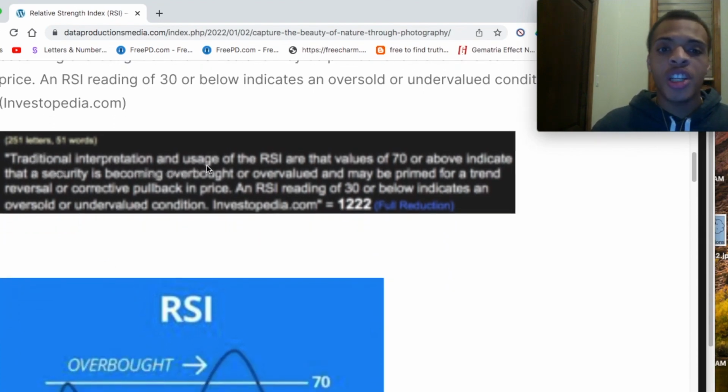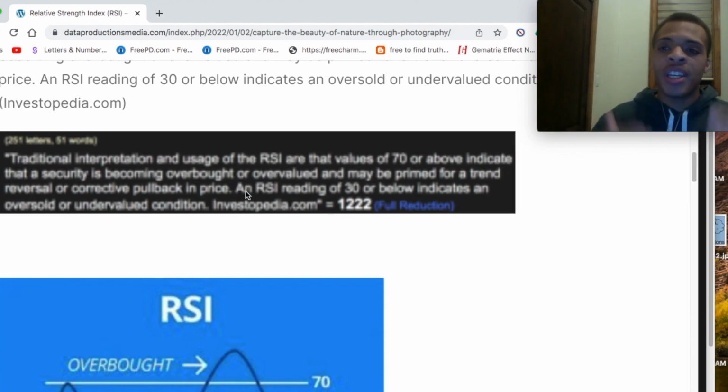Traditional interpretation and usage of the RSI are that of values of 70 or above indicate that a security is becoming overbought or overvalued and may be primed for a trend reversal or corrective pullback in price. An RSI reading of 30 or below indicates an oversold or undervalued condition. Investopedia.com. 1,222 in the reduction cipher. So you have that one in 2022 now, which we're in, that 222. So that's big time. All right.